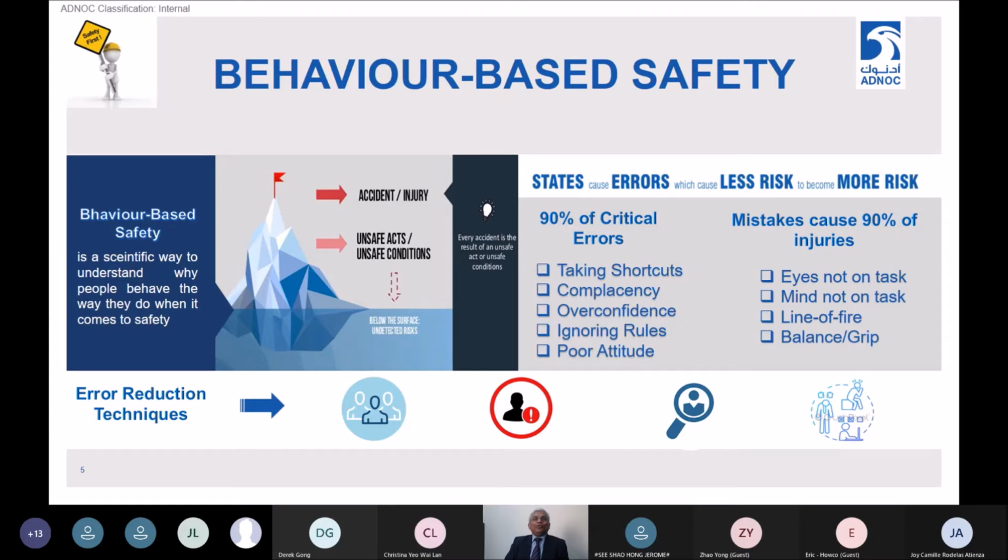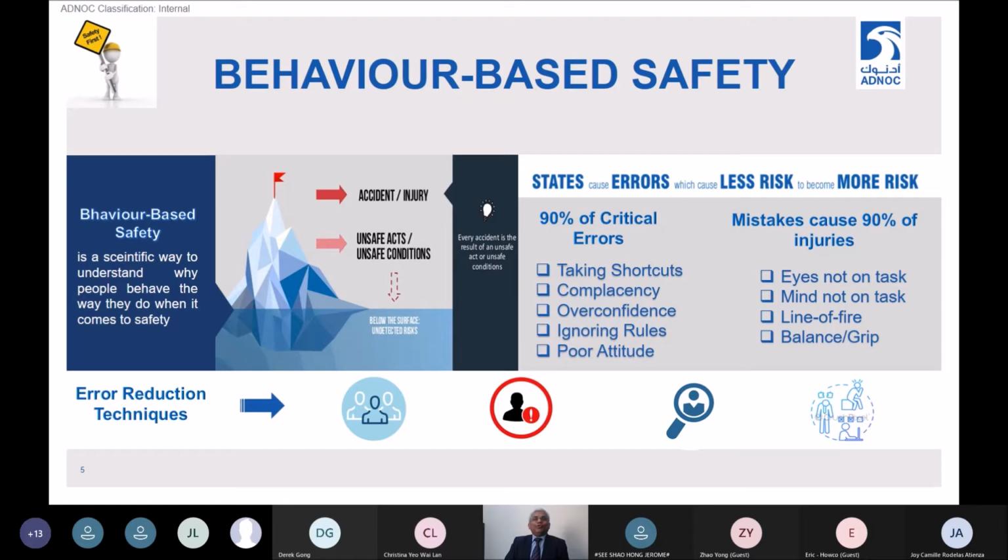We believe that behavioral-based safety is a very important aspect. Our behavior influences our safety around us. HSE, talking about environmental conditions around us. Our attitude, our behaviors contribute to 90% of all HSE issues that we see. So critical errors can contribute to increasing the risk of failures and thereby contributing to major safety incidents.